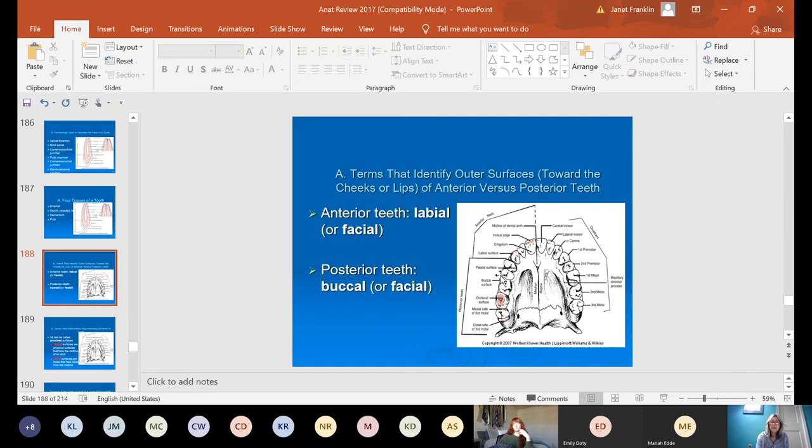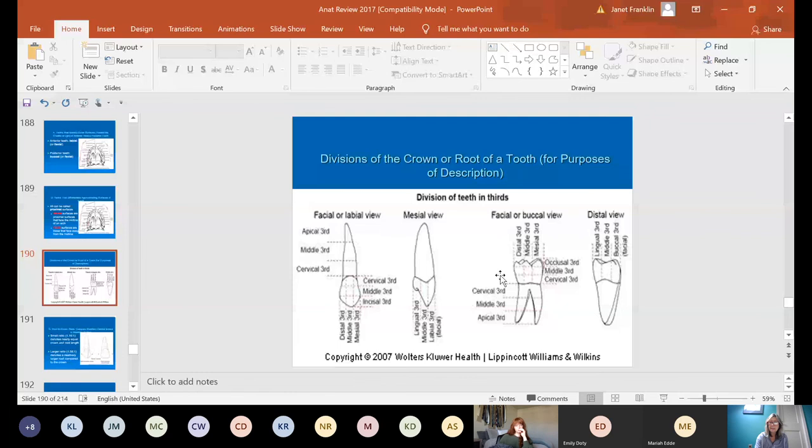We know by now anterior teeth and posterior teeth, buccal and lingual in all the directions, mesial, distal. You should know that really well by now from scaling teeth.